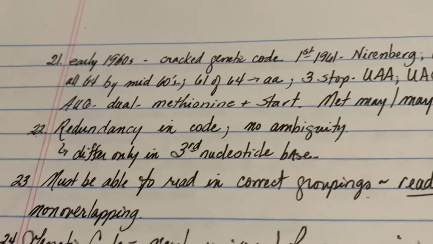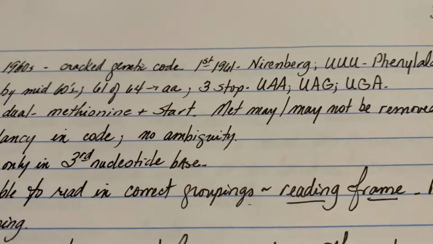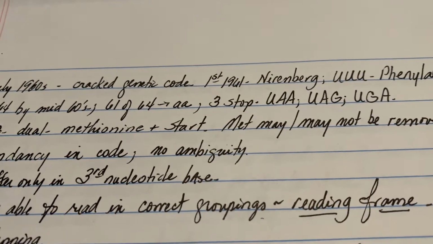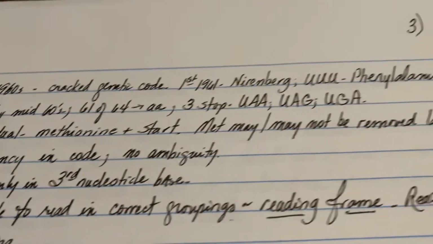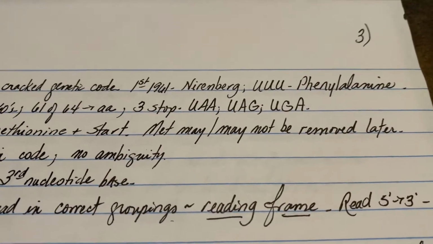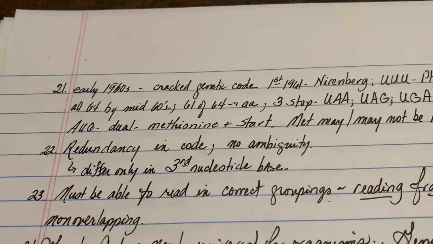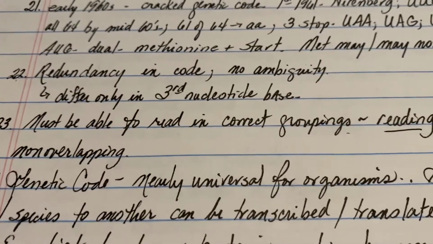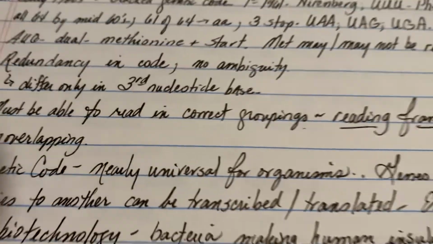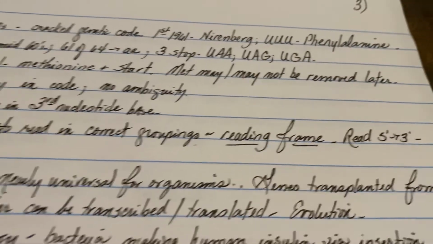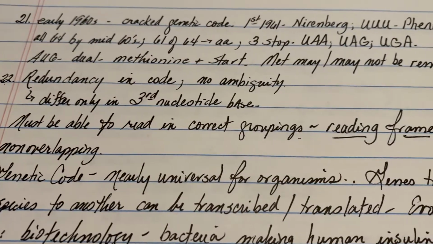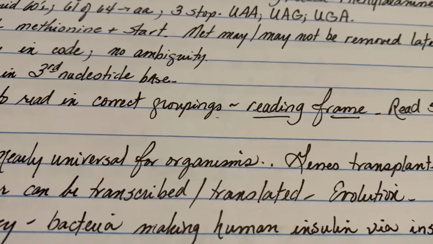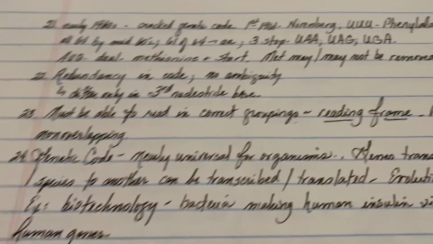You must be able to read in the correct groupings, and that's a grouping of 3 that make up the codon. And this reading section is called a reading frame, and it is read 5' to 3', and it does not overlap. This genetic code that we're talking about is pretty much universal for every organism. Genes transplanted from one species to another can actually be transcribed and translated. And this is wonderful evidence for evolution.